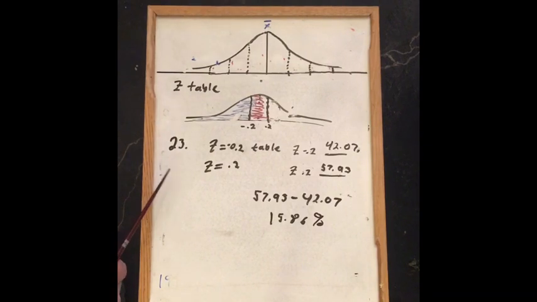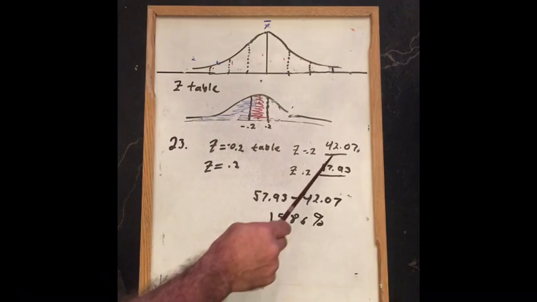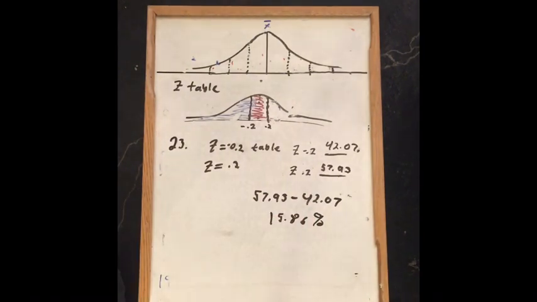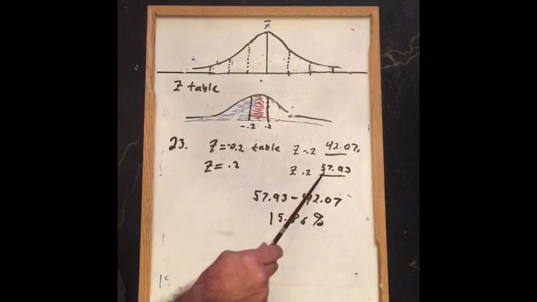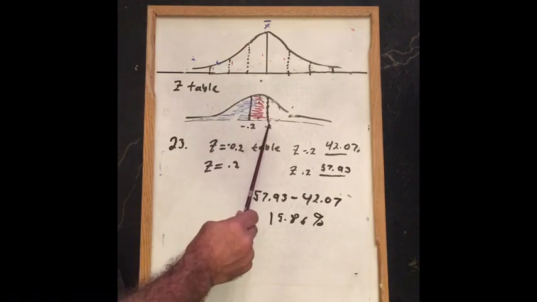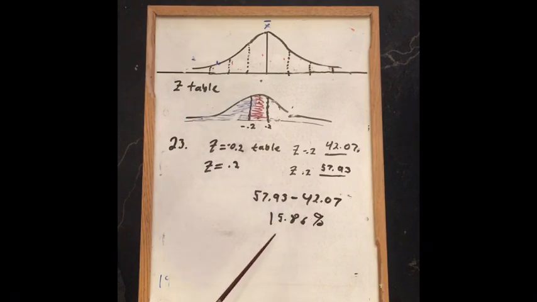Problem 23 is just like problem 22. Negative 0.2 on the table makes 42.07. Remember, that's the table at the end of the review. And 0.2 gives a value of 57.93. Again, from the table, those are percentages. So we're going to go all the way to 0.2 and then subtract all the way to negative 0.2 to get this value minus this value, which is 15.86. Don't forget it's a percent. And they did not say to round this time, so that's the exact answer right there.